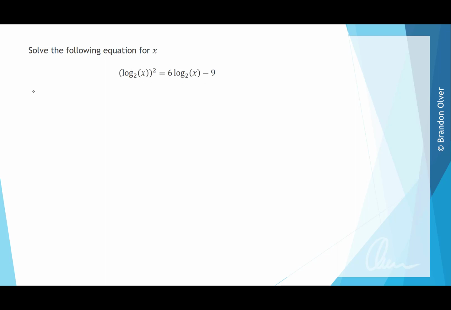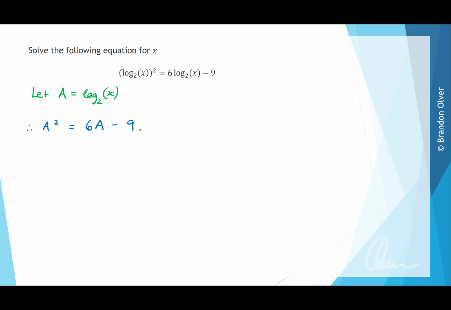So what we're going to start by doing is we're going to let A equal log₂ x. Therefore, we can rewrite our equation as A² = 6A − 9. Now that we can see the quadratic that exists behind the scenes in this equation, we can use our techniques of solving quadratics to help solve this equation.